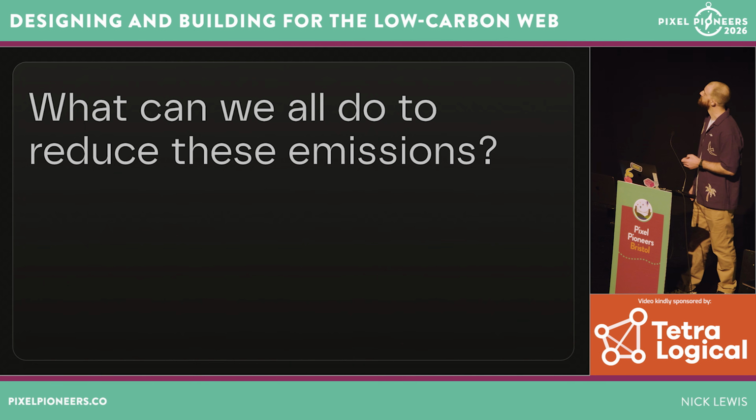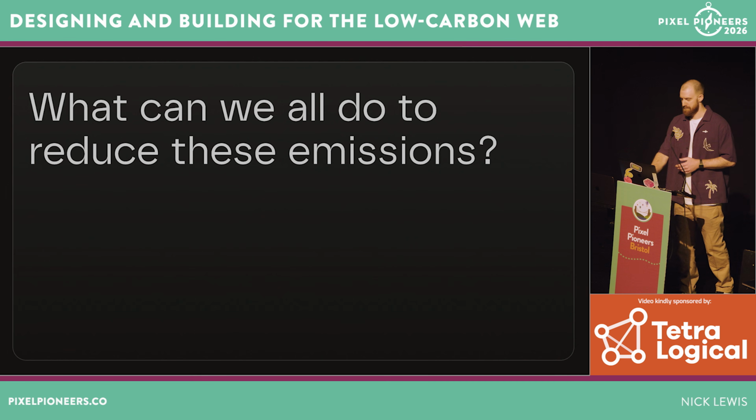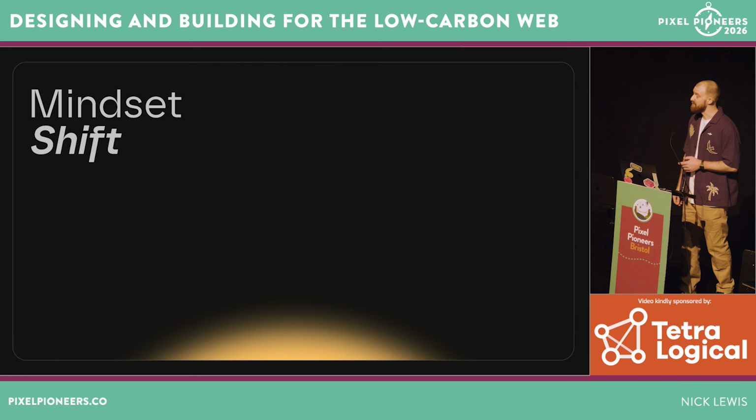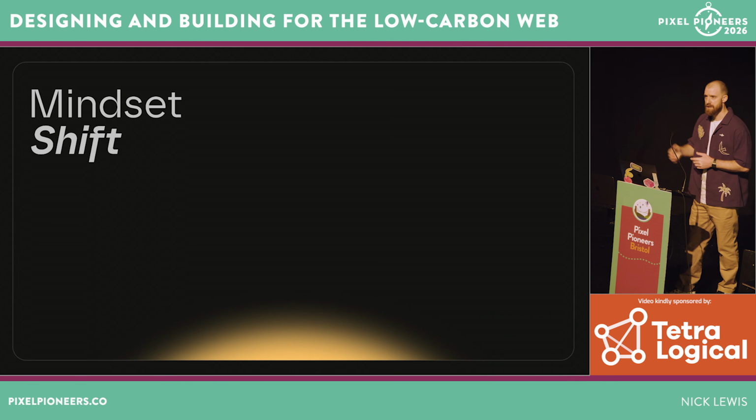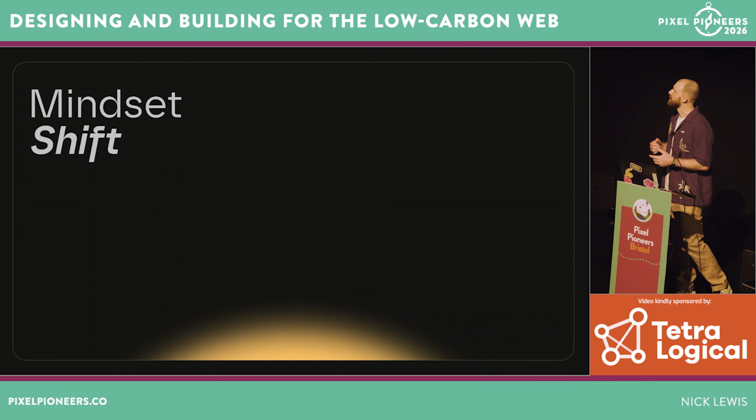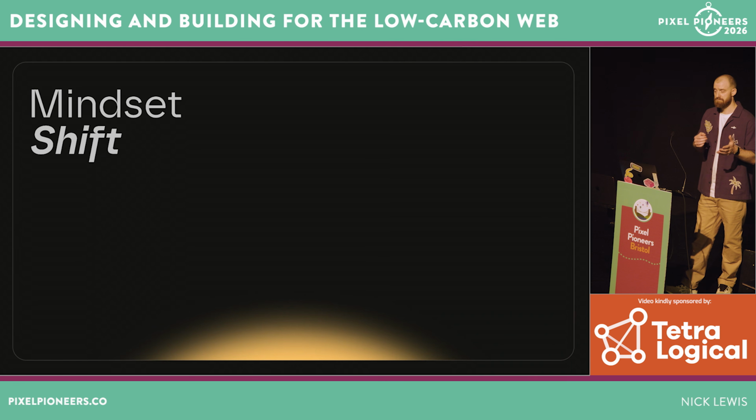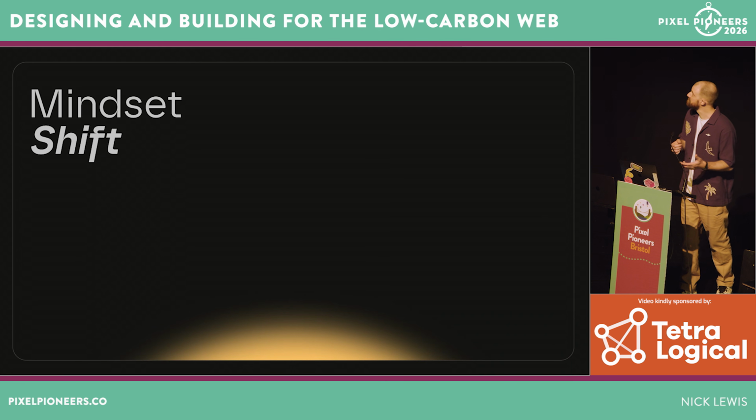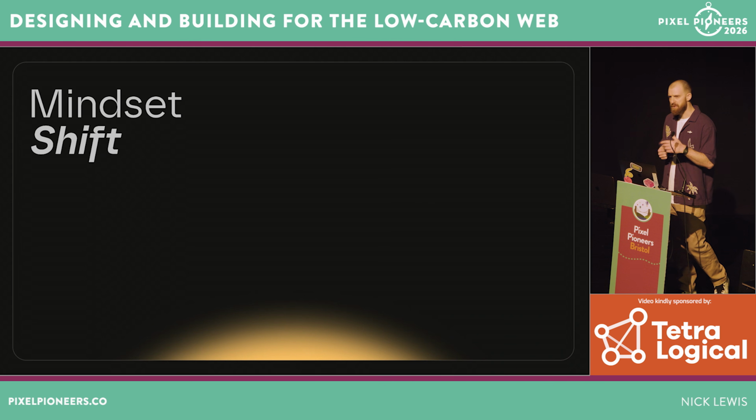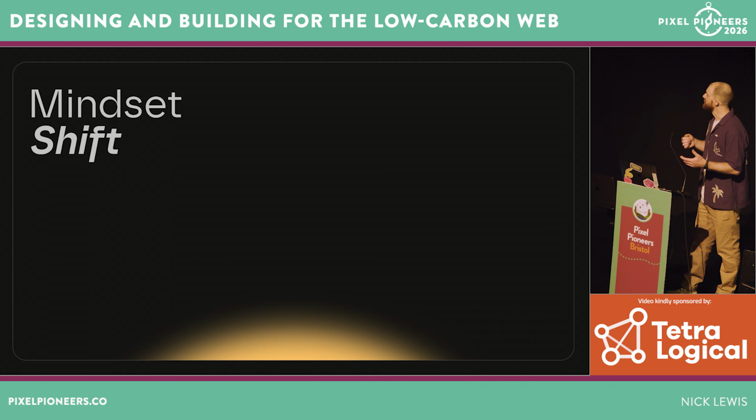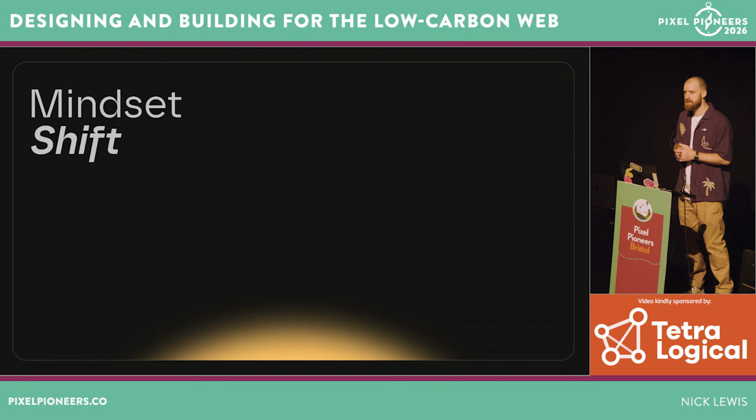So what can we do about it? What can we all do to change this? Well, the first part, to me, is mindset shift. Possibly one of the most important parts, actually. Changing the way we think about planning, about designing, developing, about performance, accessibility, SEO, client communications, maybe stakeholder communications. Basically, every single touch point of a digital job.